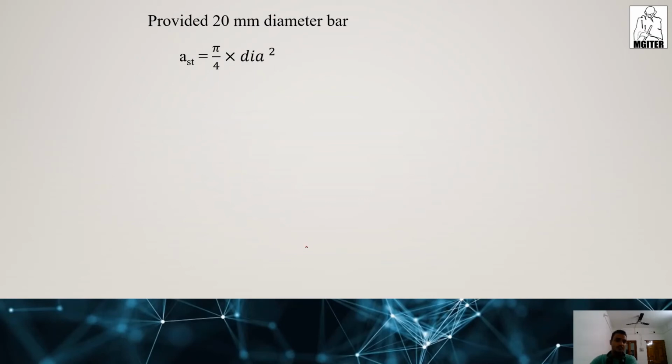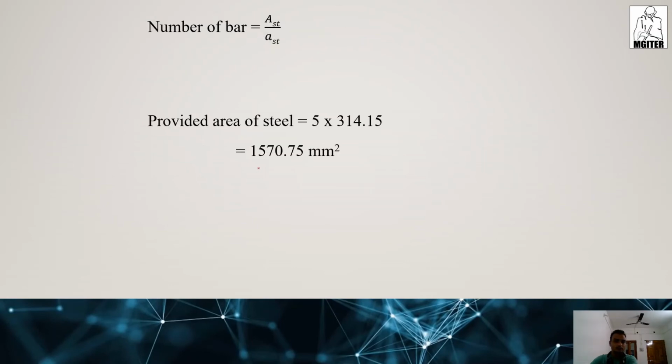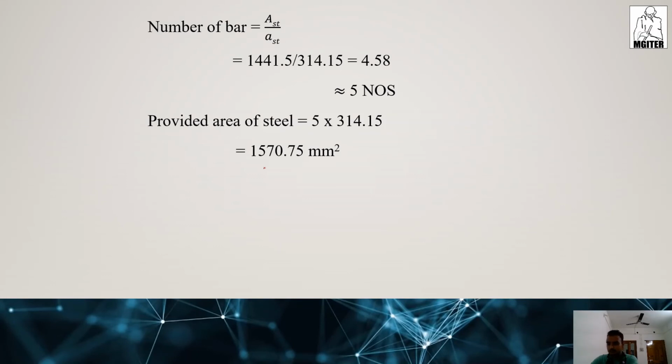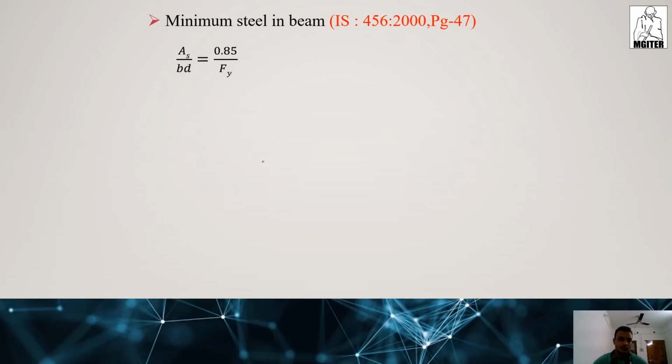So provide a 20 mm diameter bar. What is small ast? 314.50 mm square. So the number of bars is 5, and 5 into 314.50 is 1570.75 mm square. So this is the completed cross section of the beam. The beam design is completed. Now we have to follow the checks: minimum and maximum steel and deflection.